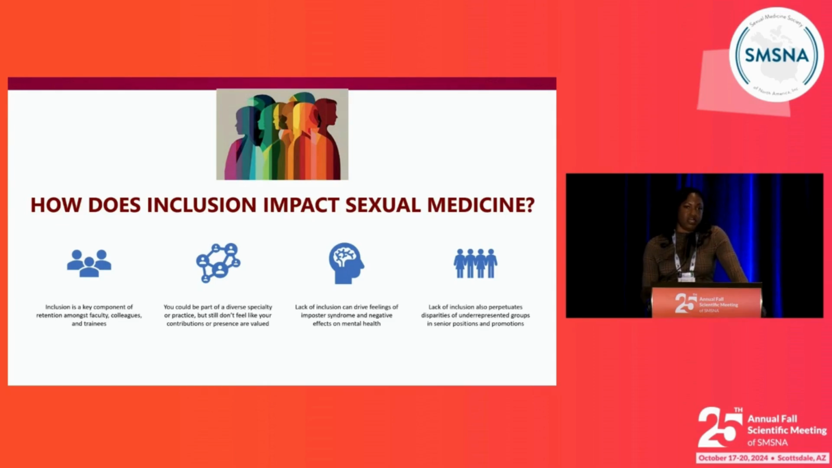First, inclusion is a key component of retaining faculty, colleagues, and trainees. You can also be a part of a diverse group, but not necessarily feel included. And I think those are the nuances that we'll hopefully be able to tease out today. If you don't really feel included, you may not feel like you can contribute or that you're valued. Lack of inclusion can drive feelings of imposter syndrome and negative effects on mental health, which this morning we've seen a lot on, and that impact on health. And the lack of inclusion really also perpetuates disparities amongst groups that are underrepresented, not only in sexual medicine, but in medicine overall.